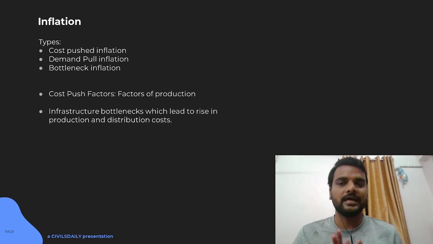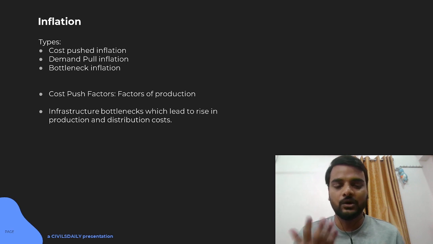But let's understand the types of inflation. You have three types: cost push inflation, demand pull inflation, and bottleneck inflation. In cost push, we discussed the factors of production: if the cost of land increases, rent increases, cost of labor increases, or cost of capital increases, then the cost of the product will increase and hence the inflation.